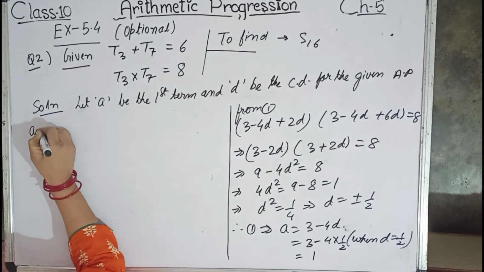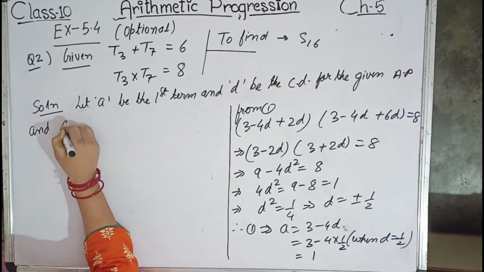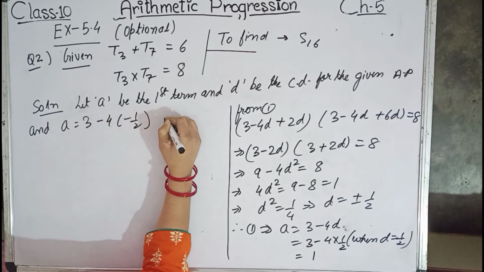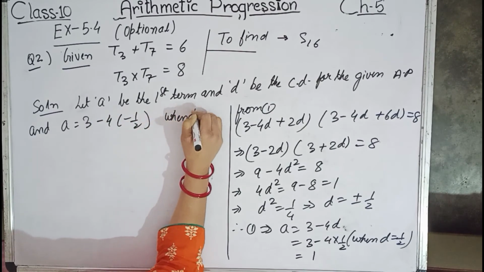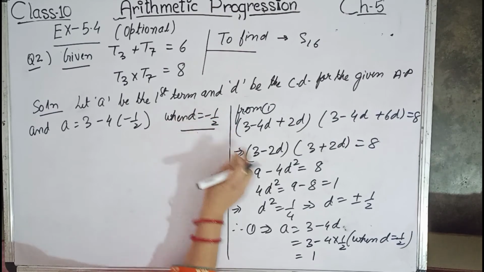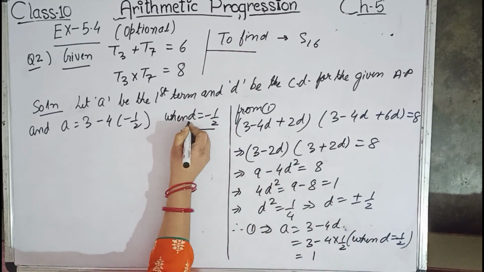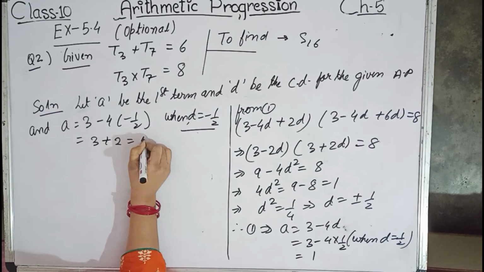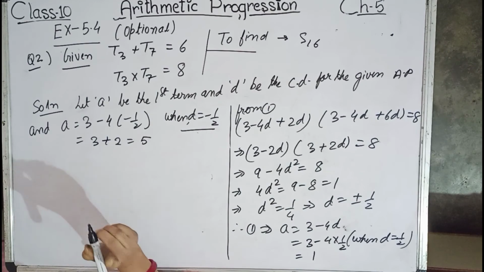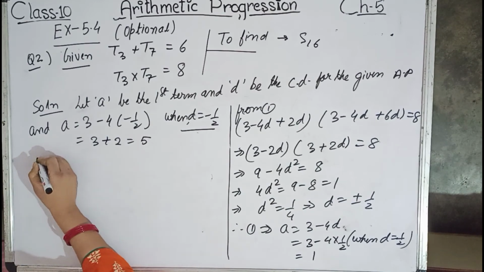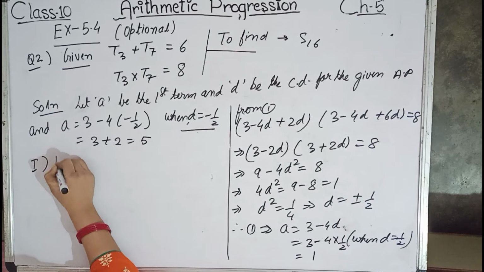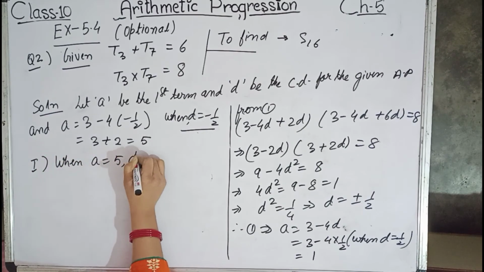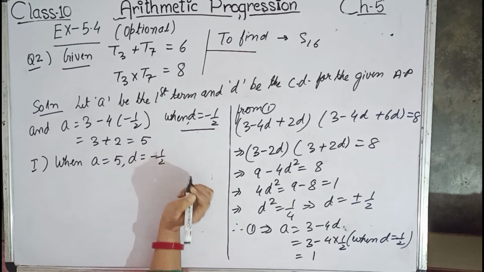And A equals 3 minus 4 into minus 1 by 2, when D equals minus 1 by 2. So you can see 2 values are there for D. So A equals 3 plus 2 equals 5. So we have to find S16. So here two cases are there. Case 1, when A equals 5 and D equals minus 1 by 2.